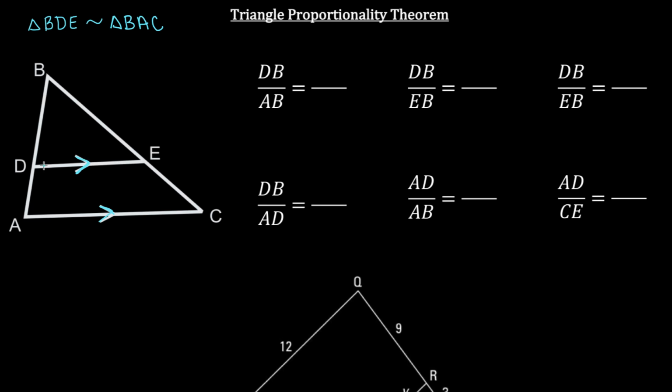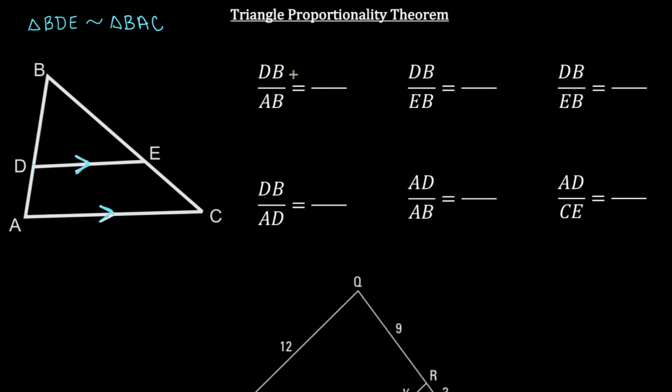They're only similar because DE is parallel to AC. If DE went like this, then obviously they wouldn't be similar because they'd be different triangles. So remember, if BDE is similar to BAC, that means they will be proportional. They will have a common scale factor, like the relationships between the sides will be the same.